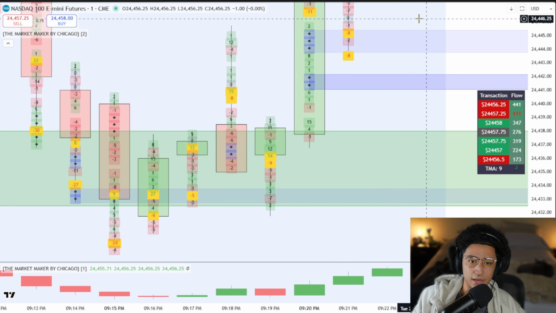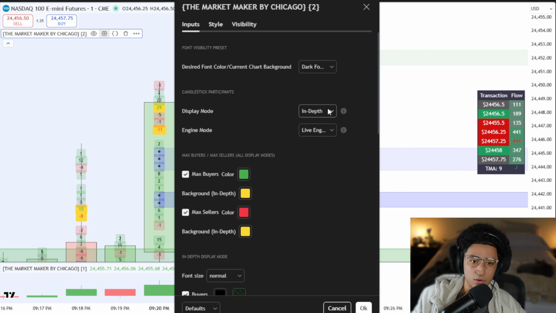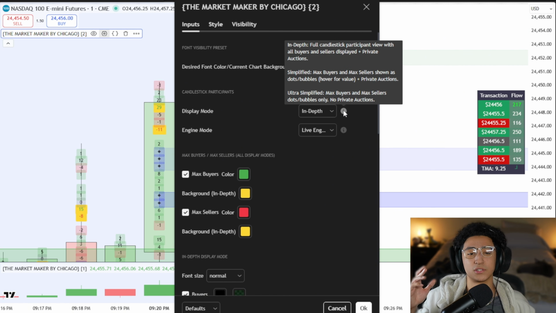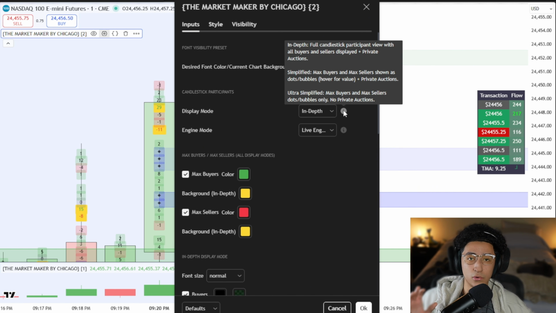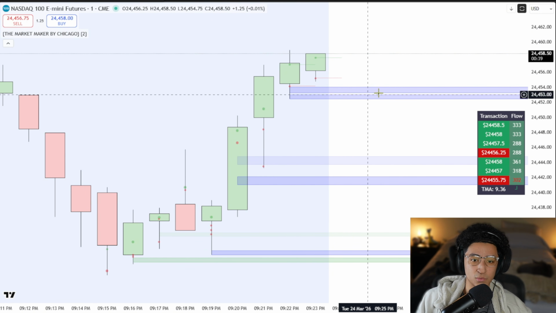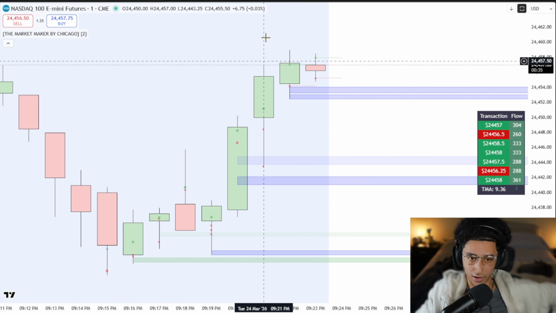If you want this in-depth view, then you can change it to the in-depth mode. Right here, we are in in-depth mode. If you go right here, it basically tells you everything that you're going to be able to see across each mode to customize it to how you want to understand or view the market. If you want to see that in-depth mode, go ahead. If you want that simplified view, go ahead. Ultra simplified is just what you're seeing right here, just without these private auction lines. So you're only seeing the max buyers and sellers. Okay, just FYI.